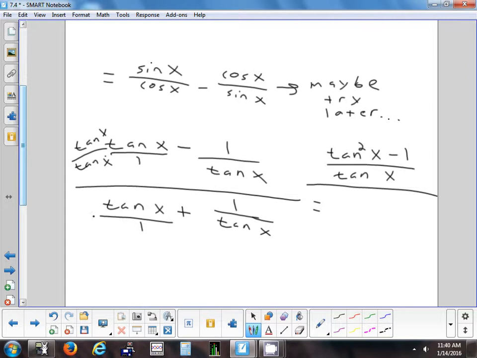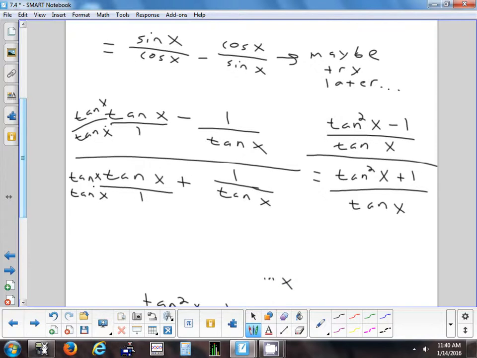Yep, multiply by tangent over tangent. Okay, and what do you get in the bottom? Tangent x squared plus 1 divided by tangent. This way was a lot better than what we were going to do. Now what happens there? Tangents cancel. Hey, you have the same denominator. You can cancel the tangents.